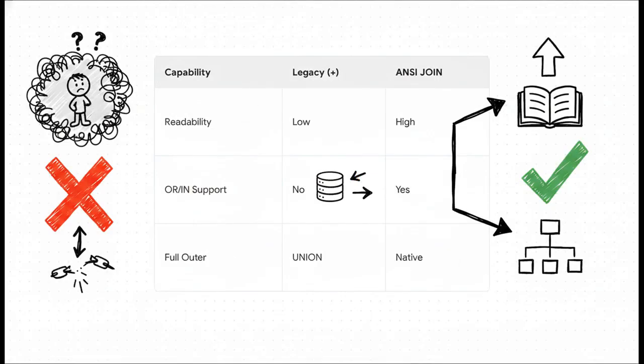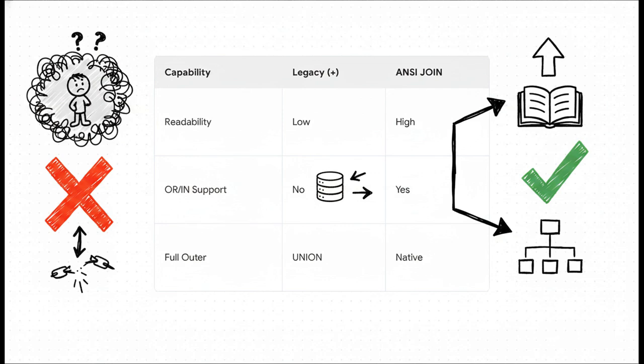When you stack them up side by side, ANSI SQL completely outclasses the legacy plus operator. Readability? Legacy is super low, buried all the way down in the where clause. ANSI is high, explicitly stated right up top in the from clause. What about OR and IN support? It's not supported at all by legacy, which causes those nasty ORA errors, but it is fully supported by ANSI.